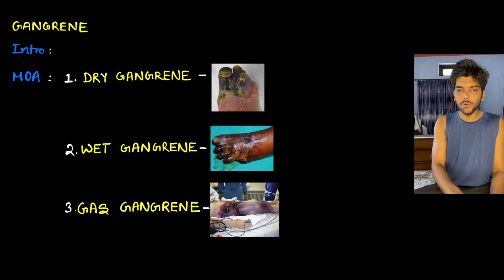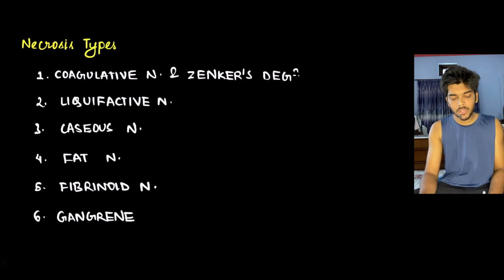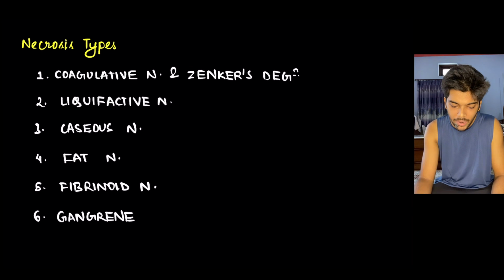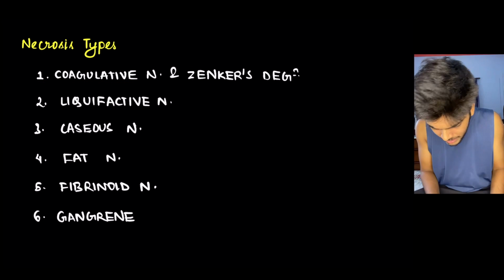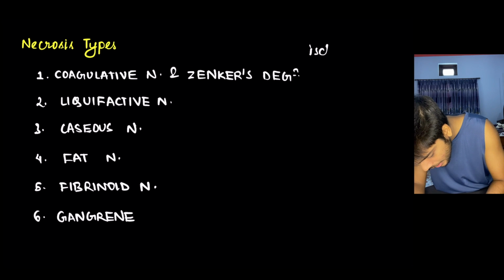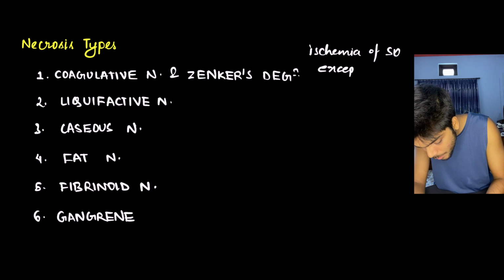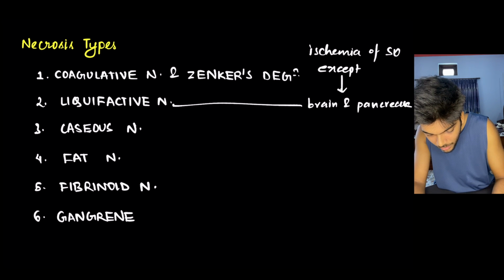Next, gangrene. Before getting into gangrene, one last revision of these various types of necrosis, okay? Only the important points. See, coagulative necrosis, remember, is due to ischemia. Ischemia is the most common reason behind cell injury. So obviously, coagulative necrosis is the most common type of necrosis seen. Now, careful, listen. Ischemia of solid organs causes coagulative necrosis, except brain and pancreas. Ischemia of brain and pancreas causes liquefactive necrosis.